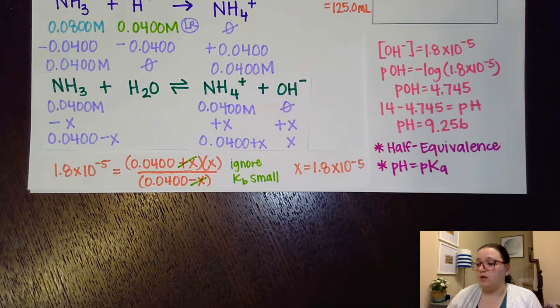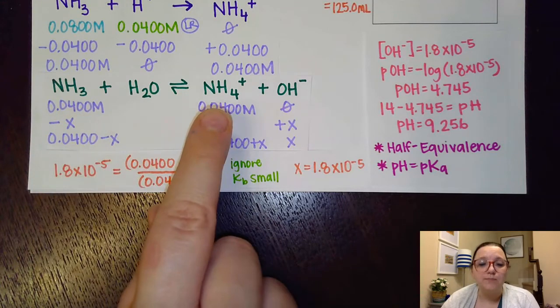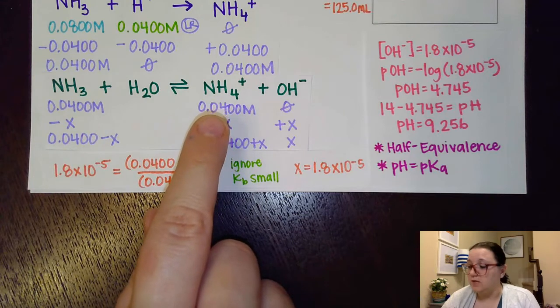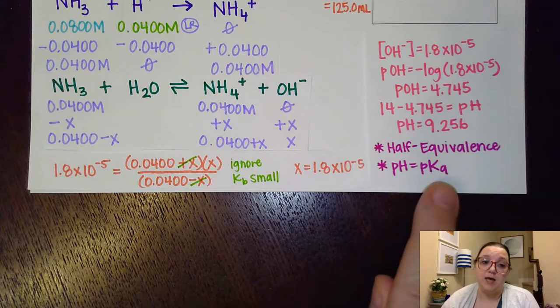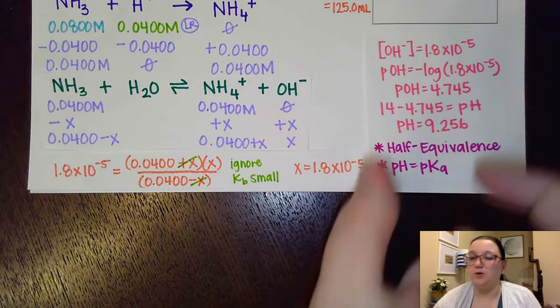Now, I know some of you are thinking, well, I didn't have the Ka. How could I get that? Well, don't forget, Kw equals Ka times Kb. So if you actually recognized here that you were at the half equivalence point, you could have said, oh, well, I know pH equals pKa. You could have taken this Kb, solved for your Ka, and then taken the negative log of it, and that would have been your pH. And you would have saved yourself a little bit of time.